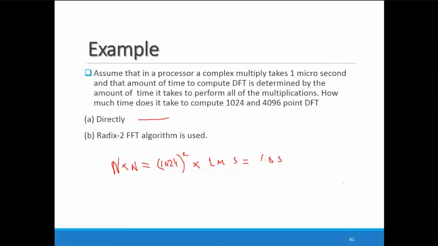1.05 seconds. Okay, and similarly when you calculate for 4096, the second sequence, 4096 squared into 1 microsecond. Okay, let me write this in the Word file, that will be much easier.